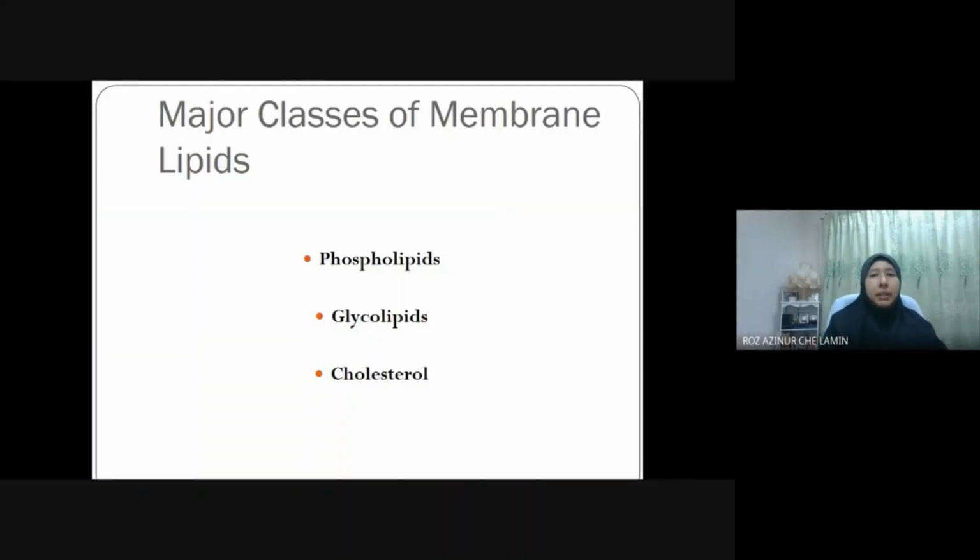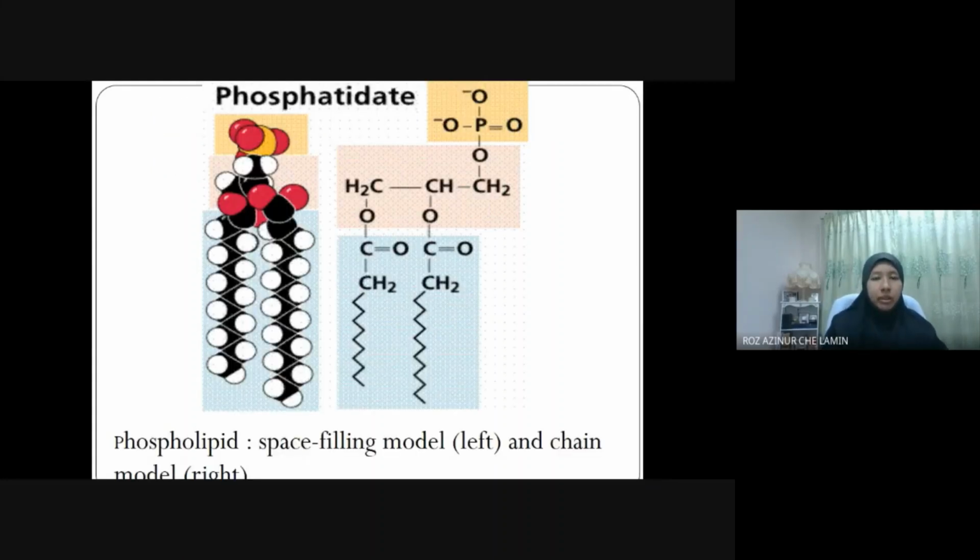There are three major classes of the membrane lipid. First is the phospholipid, second is the glycolipid, third is the cholesterol. This is the structure of the phospholipid, which has one head with two tails here.